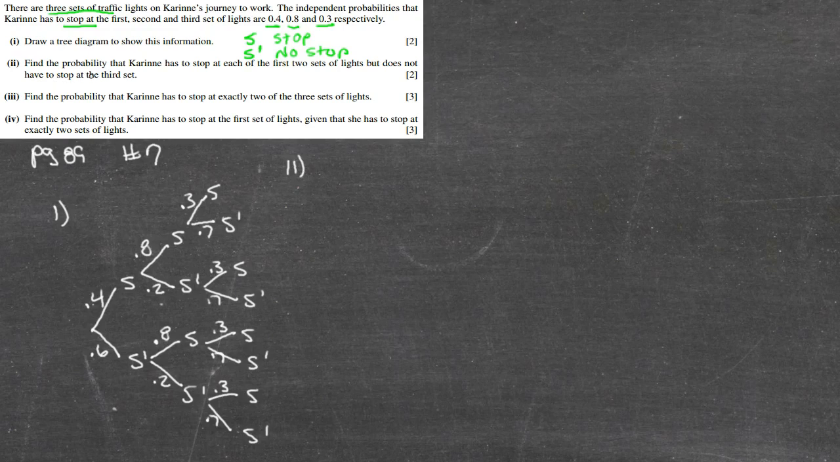So now part 2. Find the probability that Cariann has to stop at each of the first 2 lights, but does not stop on the third. Alright, well there's only one situation like that in our tree where she stops, and then doesn't stop. And that goes along this branch here. And so you'll see we got a probability of 0.4 and then 0.8 and then not stopping is 0.7. And all I got to do is multiply those guys together. And I'm going to get 28 over 125, or 0.224. That should be a 125.